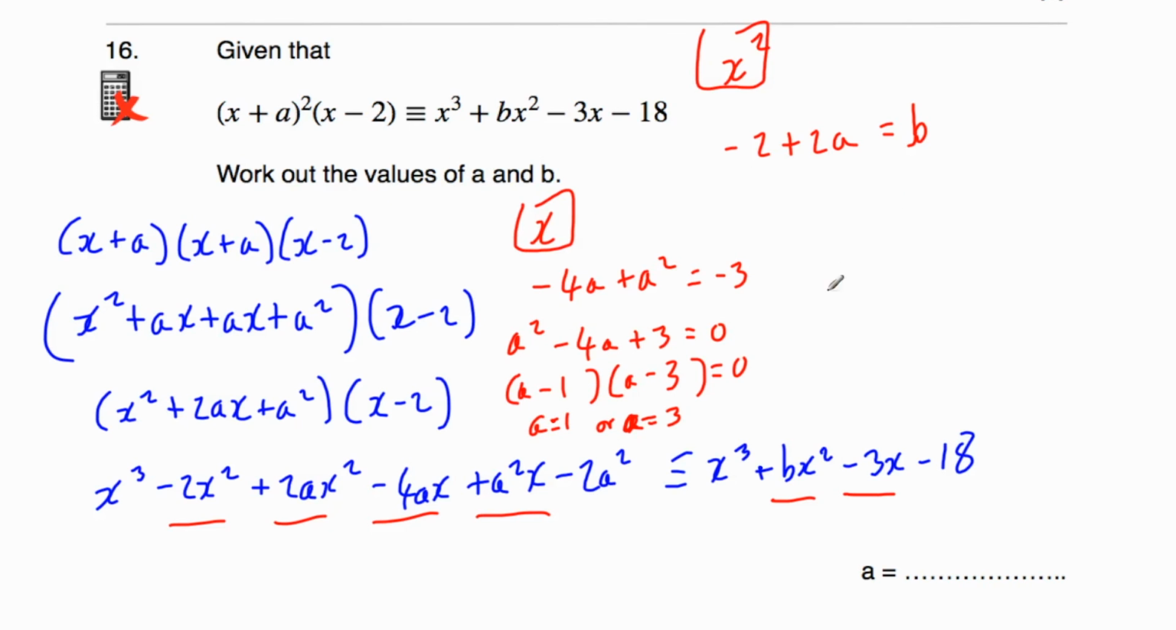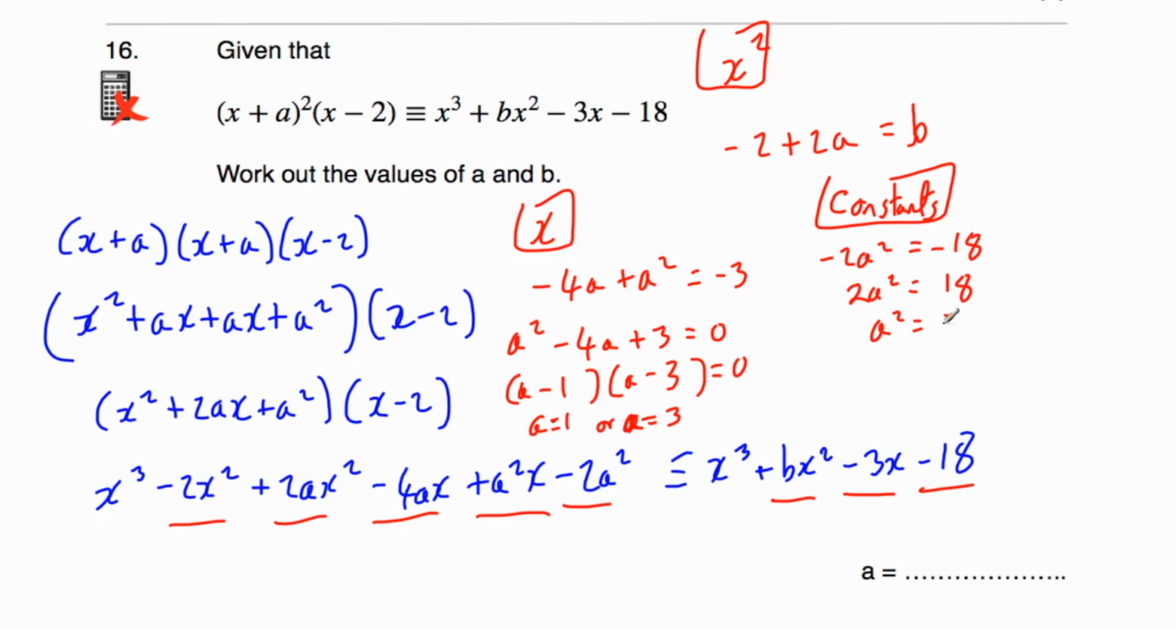So let's actually have a look at our constants and see what we get. So in terms of our constants, on the left hand side we've got minus 2a squared, and on the right hand side that's equal to minus 18. So multiplying both sides here by negative 1 would give us 2a squared is equal to 18, just changing the signs. Dividing by 2 would give us a squared equals 9. And that means a number squared is equal to 9, so that means that a is equal to 3 or a is equal to negative 3. Now if we have a look at what we got whenever we equated our coefficients of x, we had that a is equal to 1 or 3.